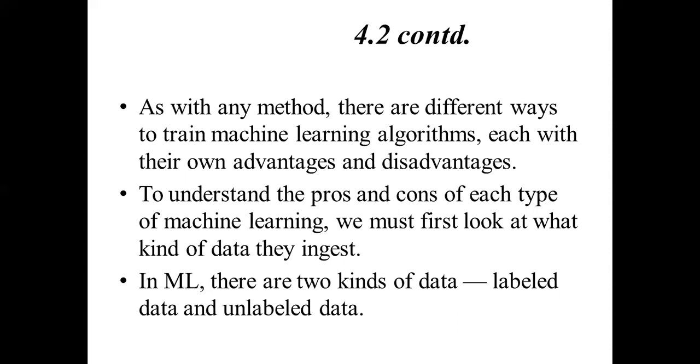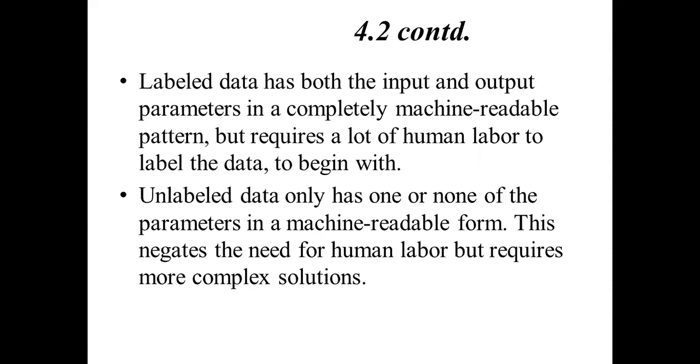To understand the pros and cons of each type of machine learning, we must first look at what kind of data they can ingest. It means what type of data or methodology they use for machine learning. In ML, there are two kinds of data: labeled data and unlabeled data. Labeled data has both the input and output parameters in a completely machine readable pattern, but requires a lot of human labor to label the data to begin with.